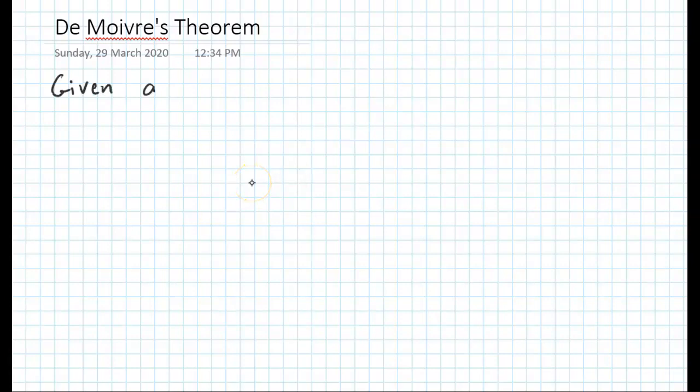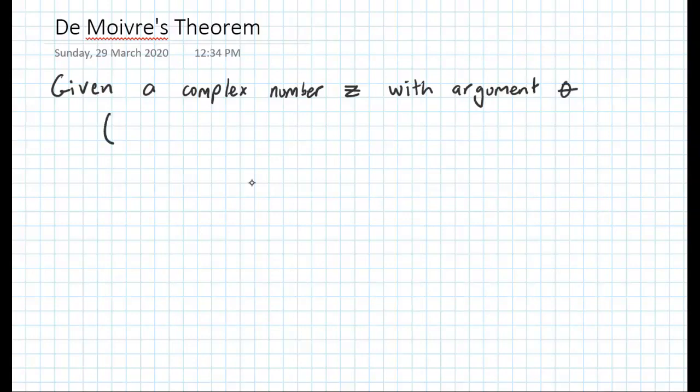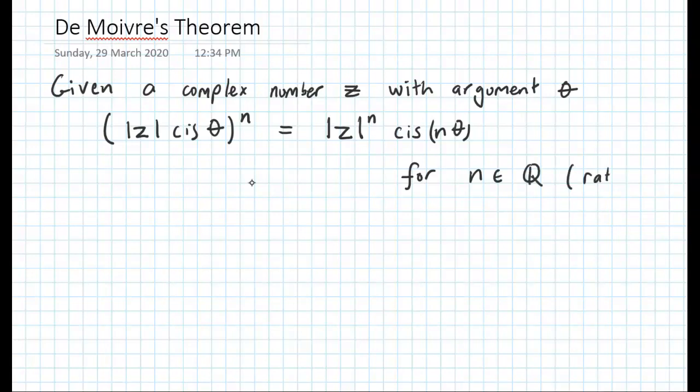In this video we're going to introduce De Moivre's theorem as well as present a partial proof. So here we're stating the theorem itself. It basically gives us a way of easily calculating the nth root, or nth power, I should say, of a complex number.